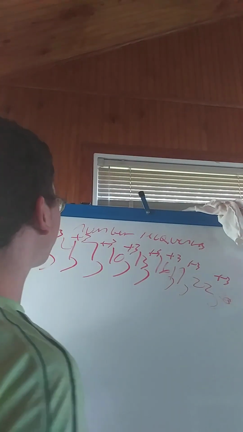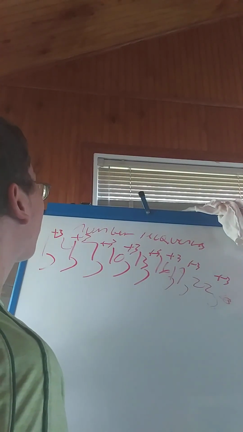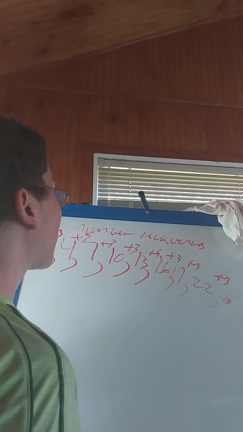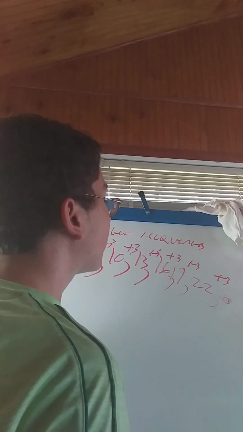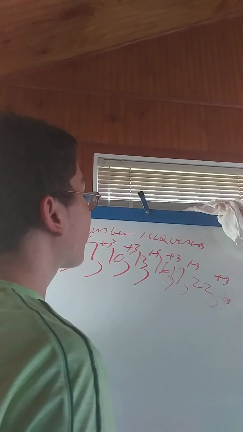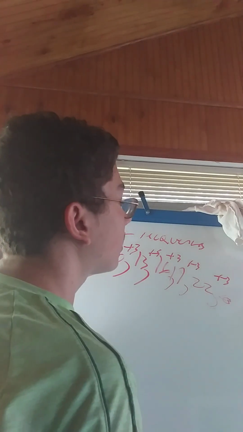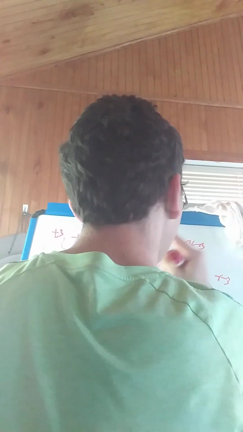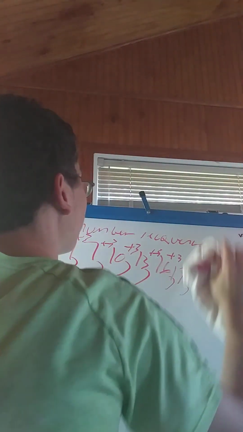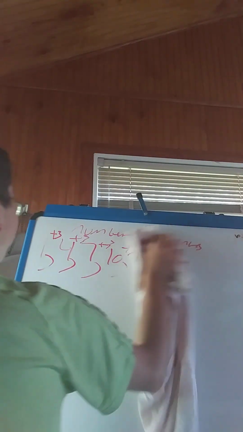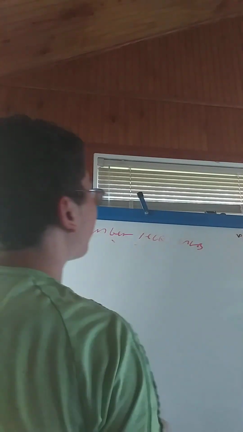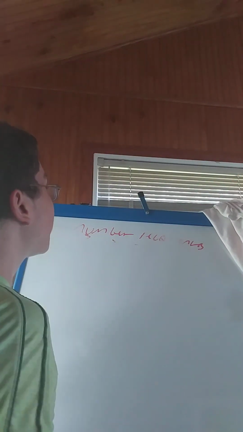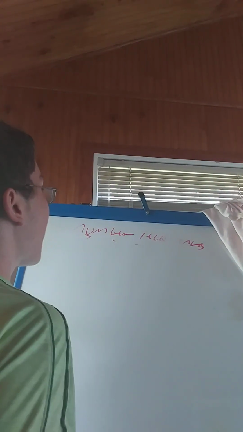So 1 plus 3 is 4. 4 plus 3, 4, 5, 6, 7. 7 plus 3, 8, 9, 10. 10, 13, 16, 19. So I hope that you can see that, okay? So that's one pattern, and let's see if there was another pattern.